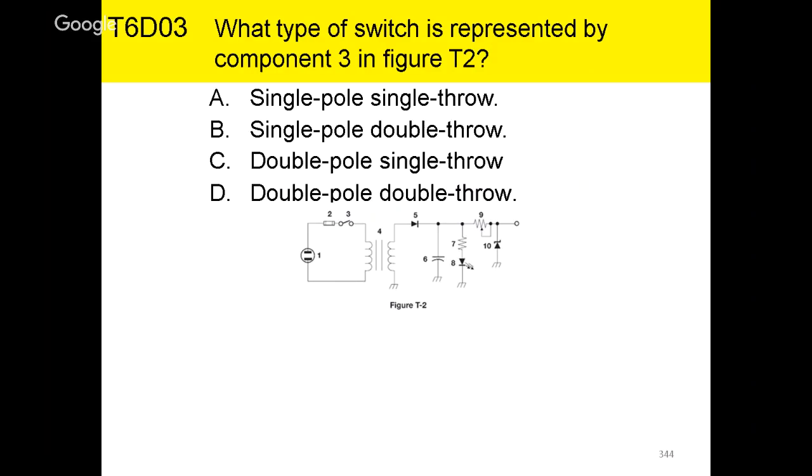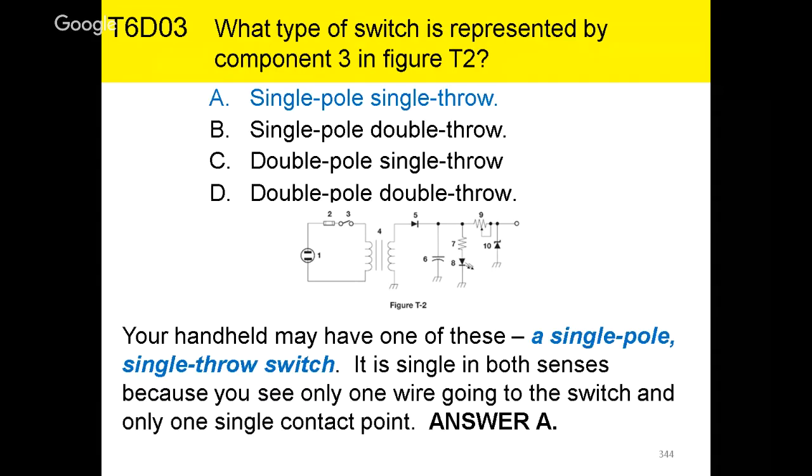So having looked at that, what type of switch is represented by component 3 in figure 2? Just by looking at it, we see that we have a single pole, and it's either normally open or normally closed. Depending on where it is, it's either in an off state or an on state. In this case, it happens to be a single pole, single throw. Your answer is A. It is single in both senses because you see only one wire going to the switch and only one single contact point.